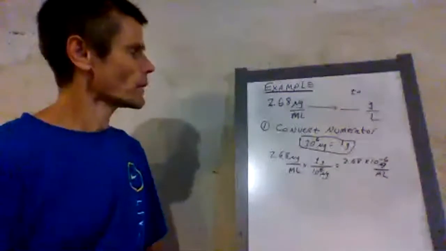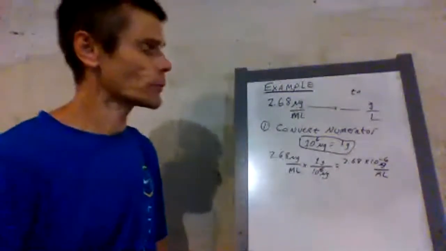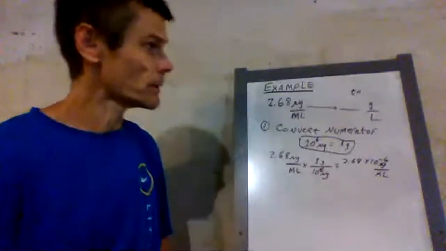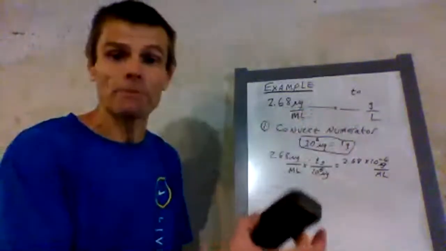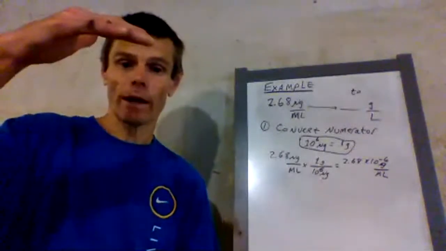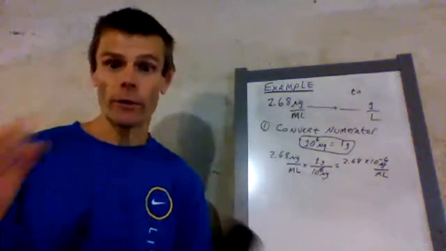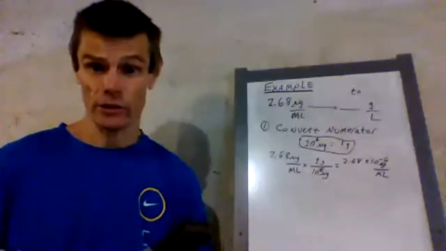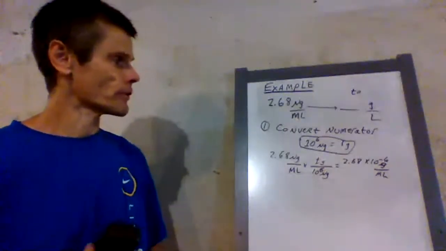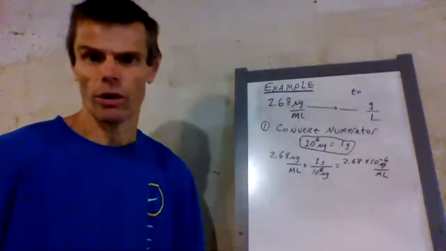What we're going to do is we're going to convert 2.68 micrograms per milliliter, and we're going to get it into grams per liter. And the way we're going to tackle this problem is we're going to convert first of all the units in our numerator, and then we're going to focus on converting our units in our denominator. So as a first step, we're going to convert micrograms to grams. We'll go through this step.